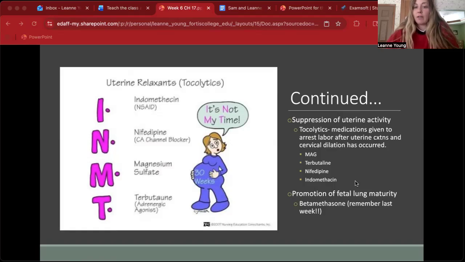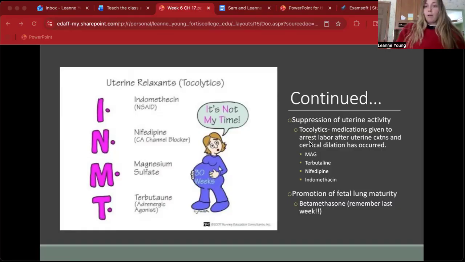That is a side effect of terbutaline. And moms typically are very, very uncomfortable when we administer this medication. Fetal heart rate is going to be elevated after administering terbutaline as well. So if you have a mom who came in and she's been contracting and she's only 33 weeks of gestation and your provider tells you, okay, go ahead and administer terbutaline. We're going to try and slow these contractions down.